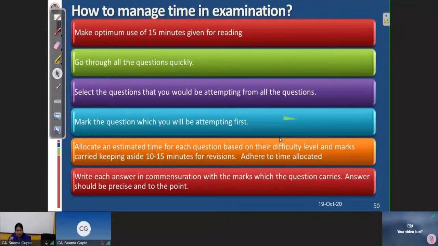Write each answer commensurate with the marks the question carries. If it's a 5 marks question, then definitely the answer should be of that length. This generally applies to questions on accounting standards or theory questions. Otherwise it's not like this. But in an accounting standard question also, you have to be specific.